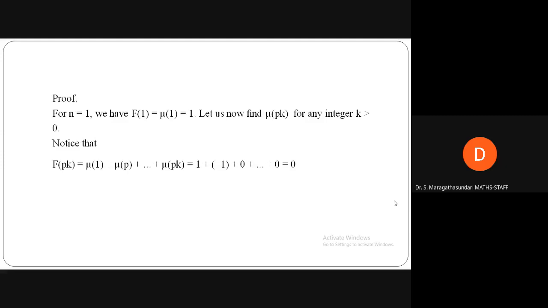For n equal to 1, we have f of 1 equal to mu of 1. We know that mu of 1 is equal to 1. Now let us consider n equal to p to the power k, where the integer k is greater than 0. Therefore, f of p^k is equal to mu of 1 plus mu of p plus so on up to mu of p^k. We already know mu of 1 is equal to 1, and mu of p is equal to minus 1. For all the other terms, the value is equal to 0. So what's my answer now? 1 minus 1 is equal to 0. This gives the proof for the statement.